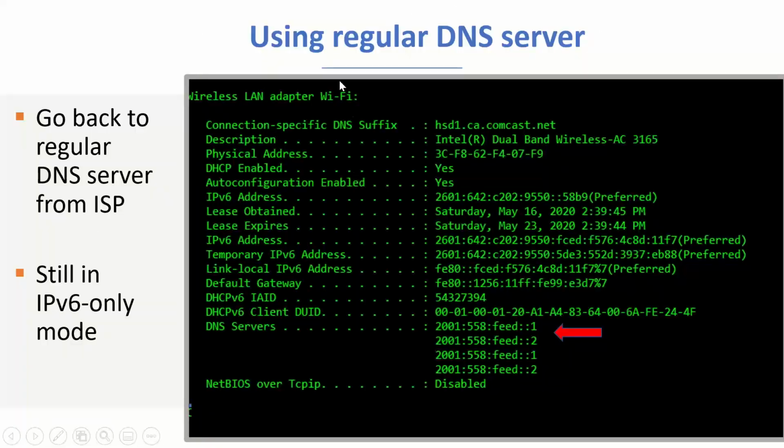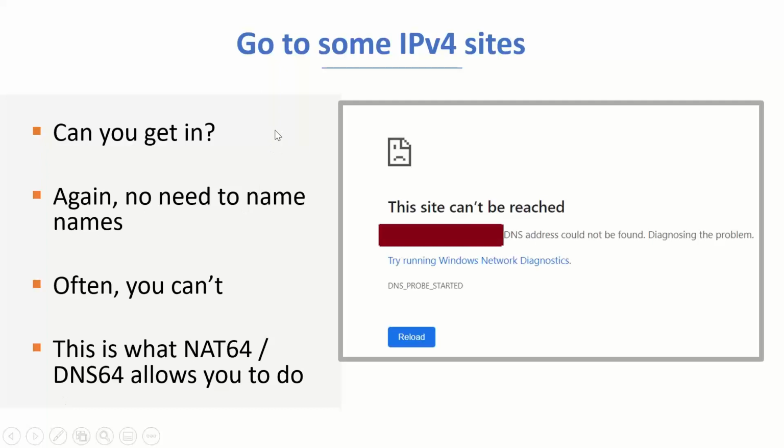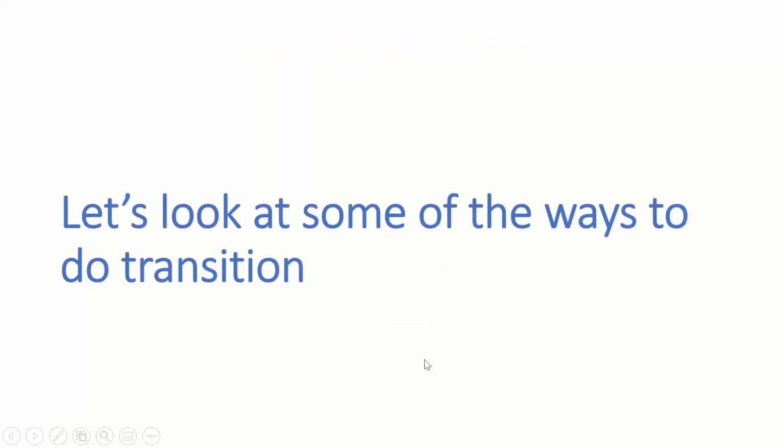So then I'm like, okay, let me go back to the regular DNS server for my ISP. So then I go back. Remember, I'm still in V6-only mode. And this is how I knew that I was using NAT64: I went to some V4 sites, and remember I'm V6 only, and I couldn't go out there. And this is what NAT64 allows you to do, is go to those sites which are V4 only, which are not dual stacked. And so that's what you can do.